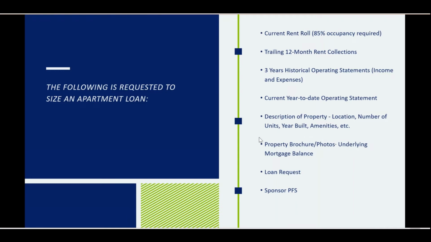The best thing to do is have pictures of the property, or if you have an appraisal or an old appraisal of the property, then we can also use that for the property description. And we also need to know the loan amount that you are requesting. We also need a personal financial statement for the sponsor, just to verify liquidity.